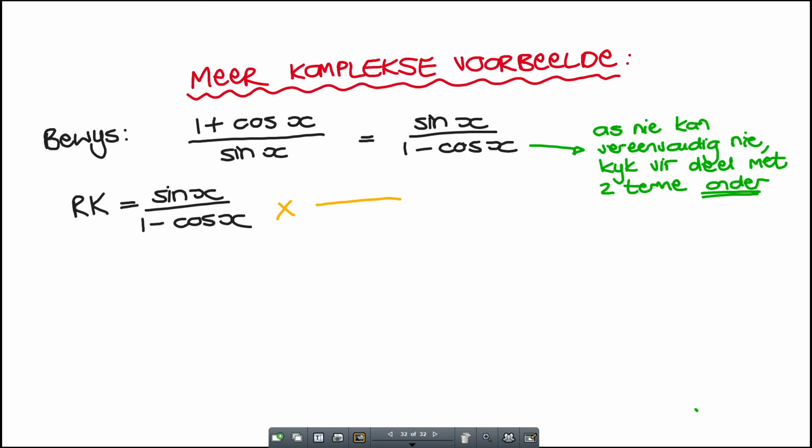Nee. Nou om 'n verskil in kwadrate te kry, to get difference in 2 squares at the bottom, I'm going to multiply with 1 plus cos x.